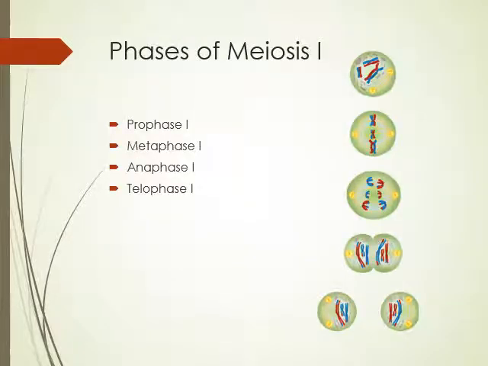So in order to get these unique chromosomes that will go on to make unique people, you need to undergo meiosis. There are two parts to meiosis: meiosis 1 and meiosis 2. Meiosis 1 is composed of prophase 1, metaphase 1, anaphase 1, and telophase 1, all of which are phases of meiosis.